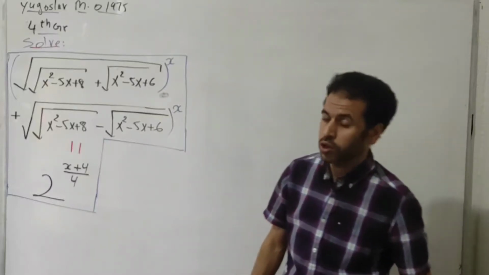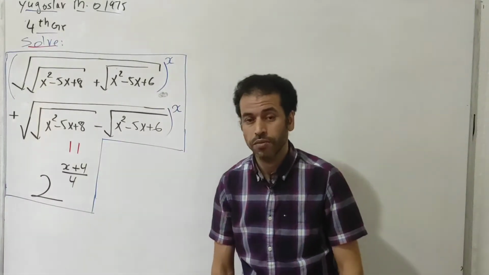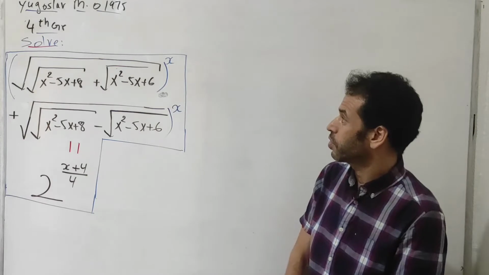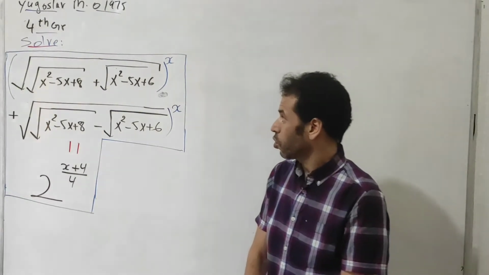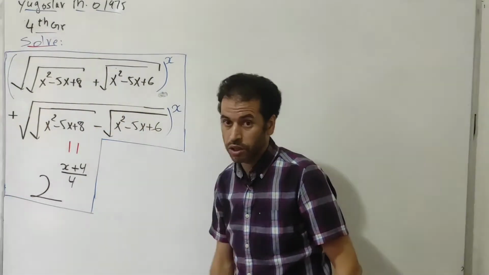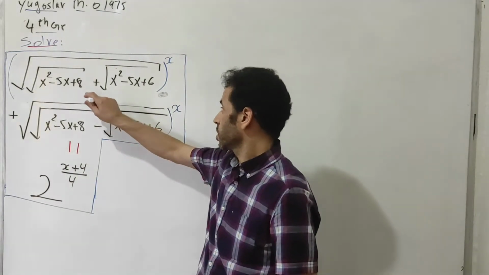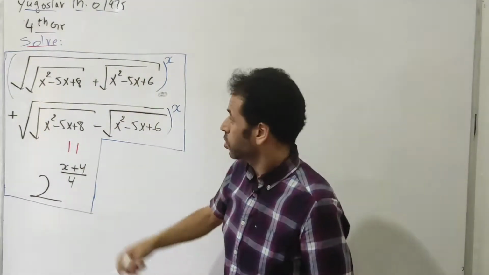In today's video, I would like to introduce a very nice problem of Yugoslav Mathematical Olympiad edition 1975, 40 grid. Our goal, we are going to solve this following equation. We have square root inside of the square root.